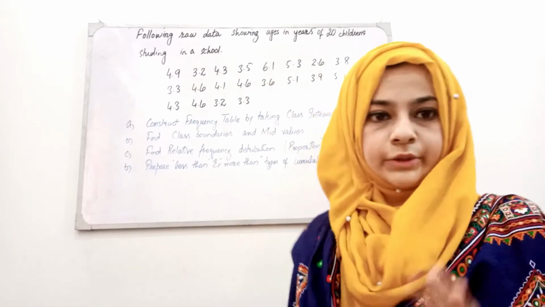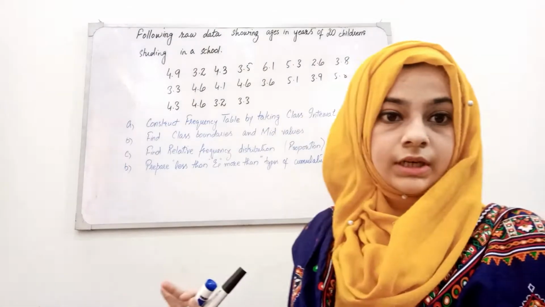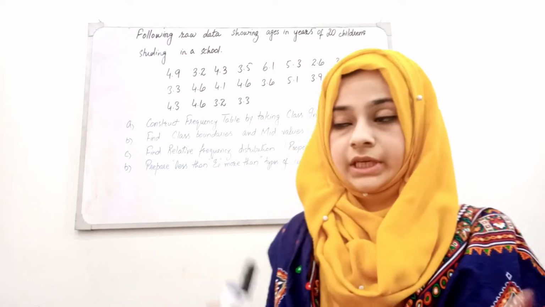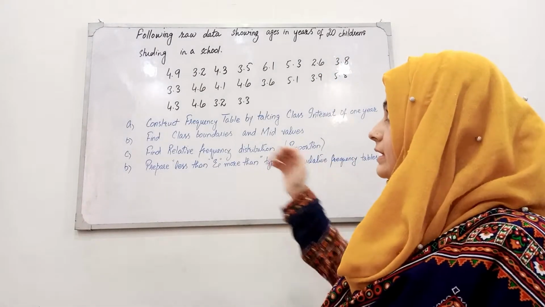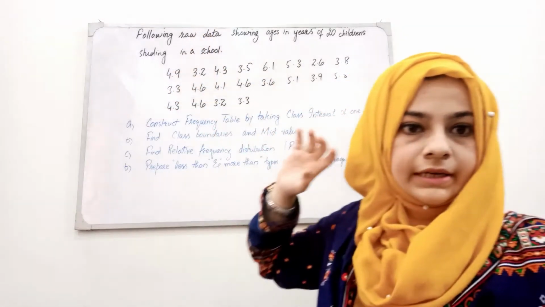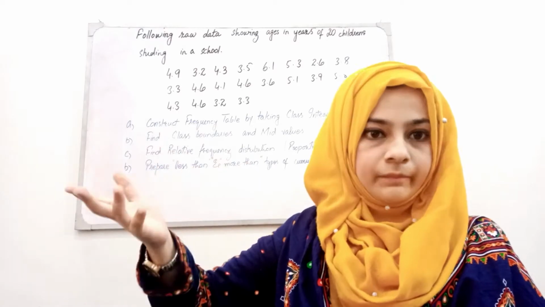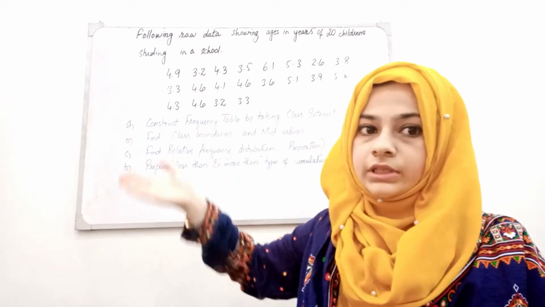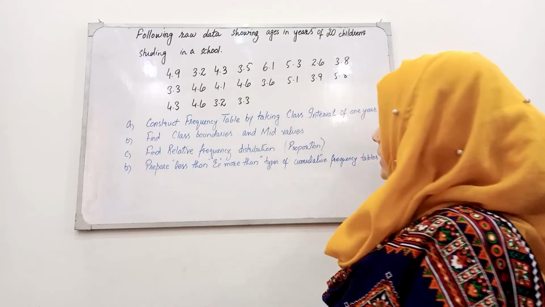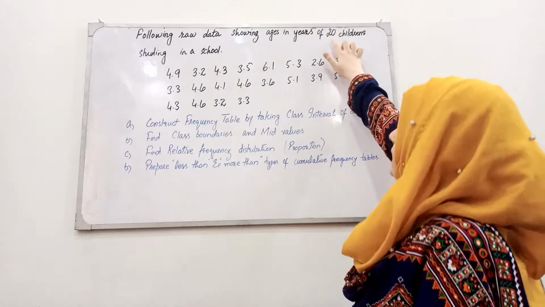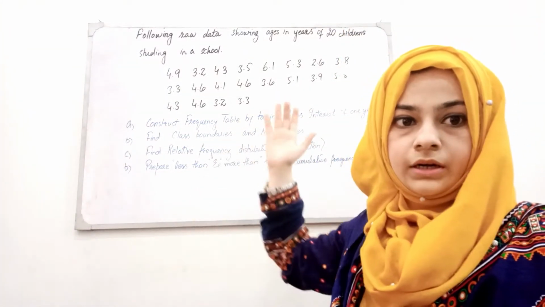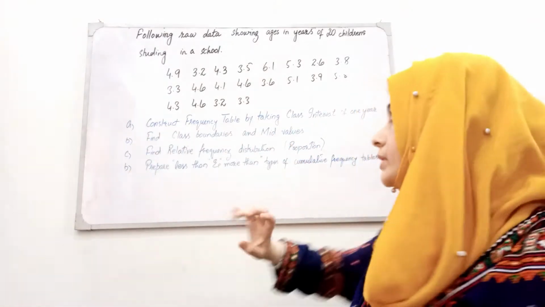So students, here you can see that there is a question and the data shows that it is continuous numerical data. What does it say? Following raw data. Why are we saying this is raw data? Because it is not in the statistical order of magnitude. It is raw data because it is not grouped data. Following raw data showing ages in years of 20 children studying in a school. That 20 shows the frequency of that data, that the total number of items is 20.